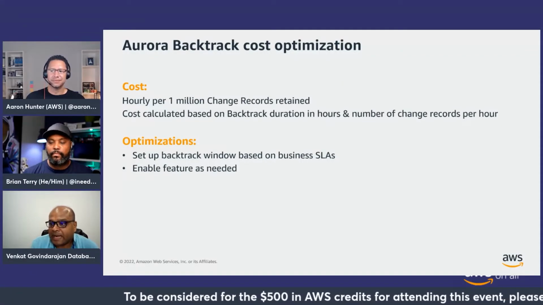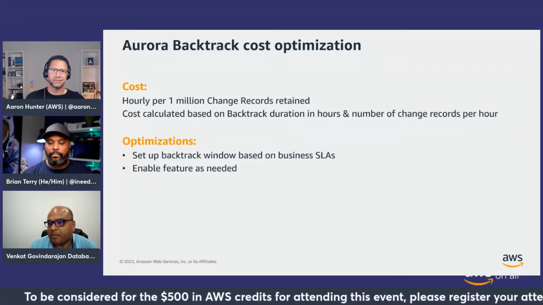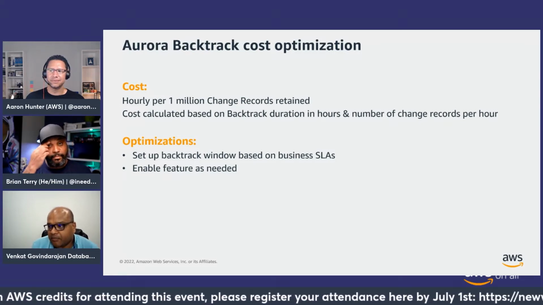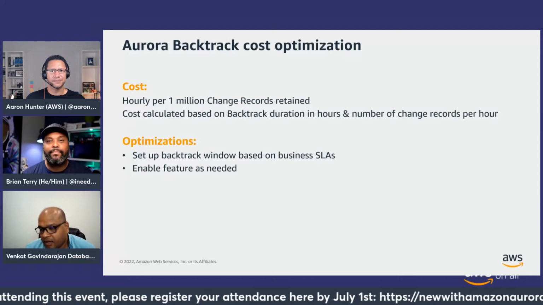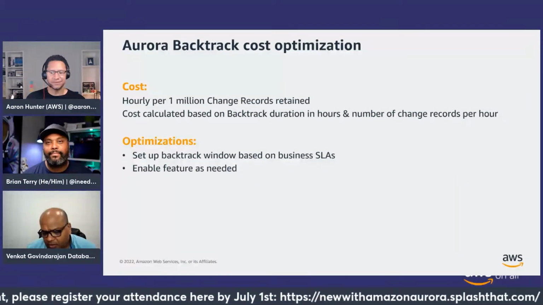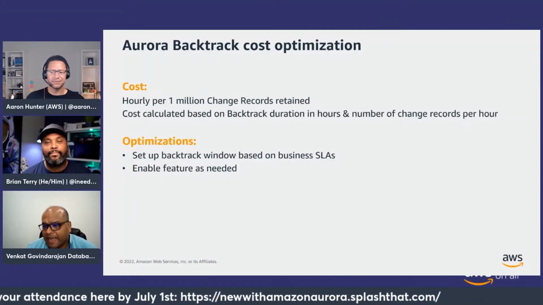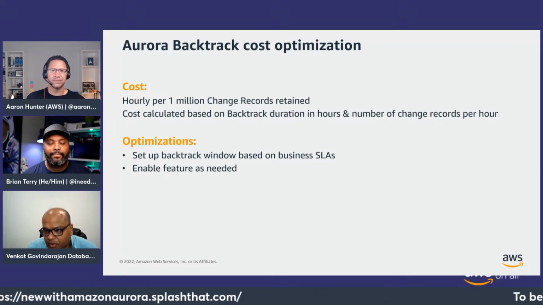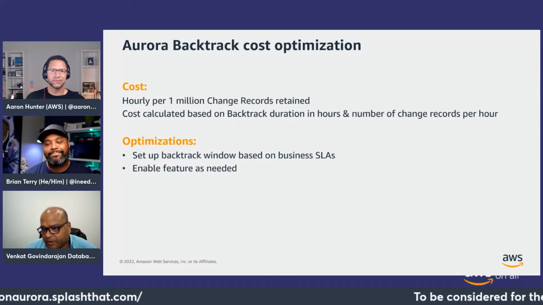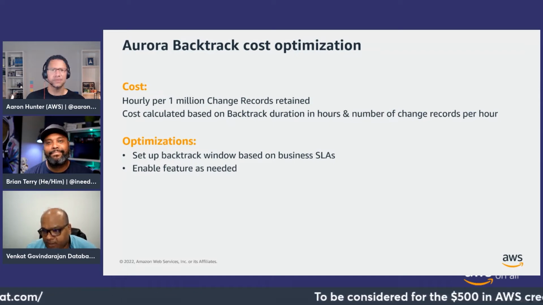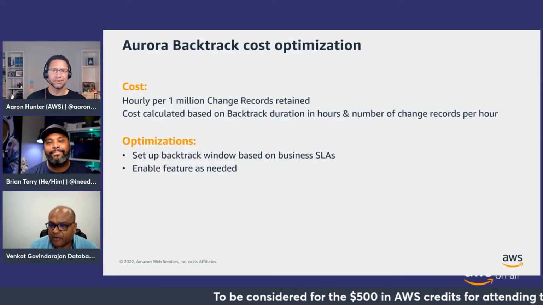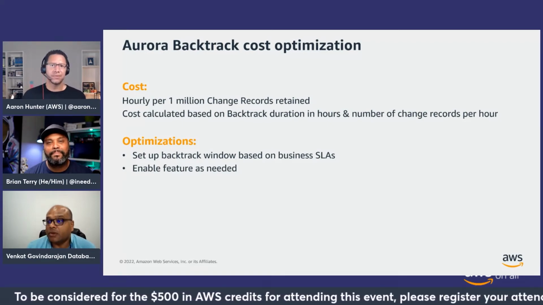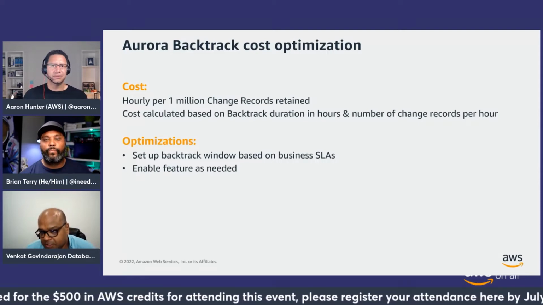So the Backtrack optimization is you coming up with the right number of days to retain, so that you can accomplish all your tasks, and your Backtrack recognition, your SLAs, and all your DR policies are in sync with that, right? And the cost is calculated based on the Backtrack duration in number of hours and number of change records per hour, because it has to roll back some of those transactions going back.